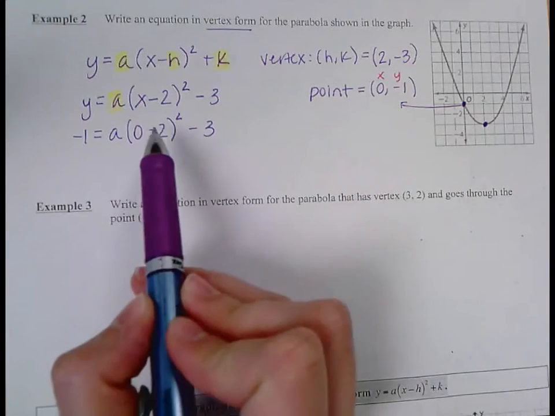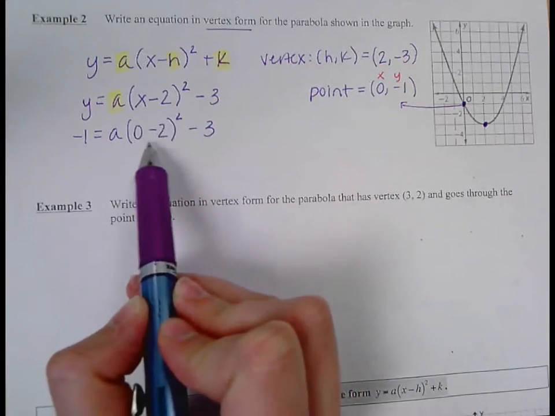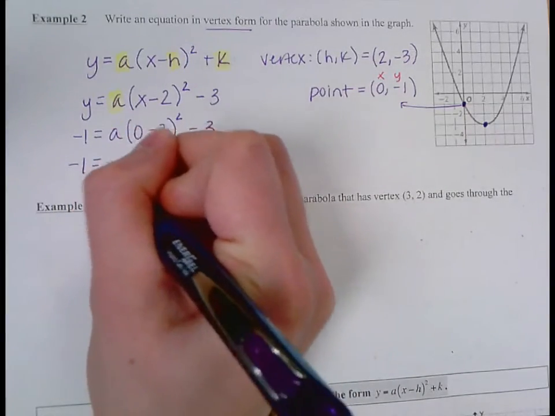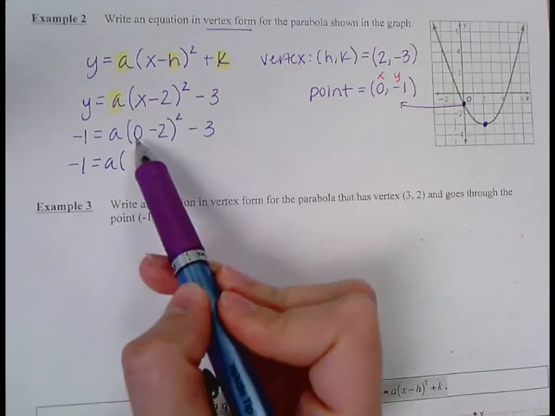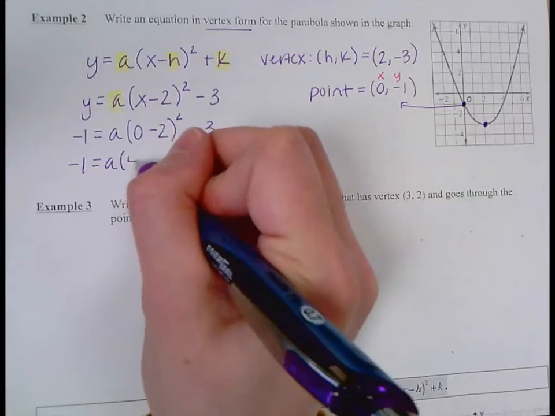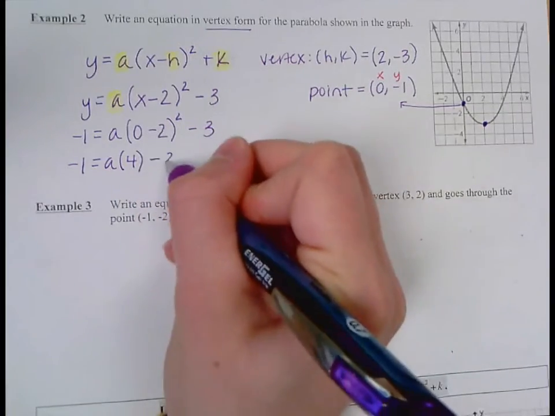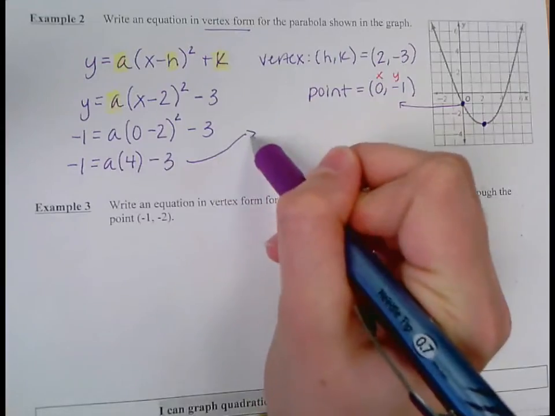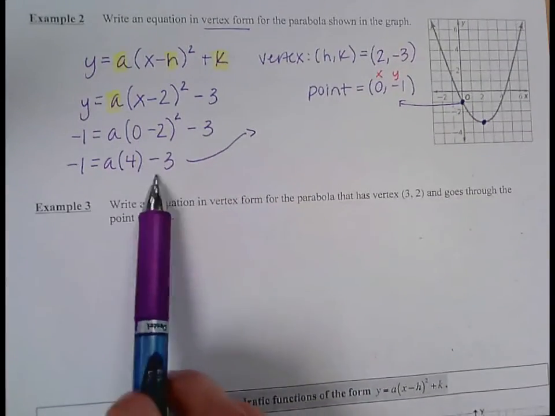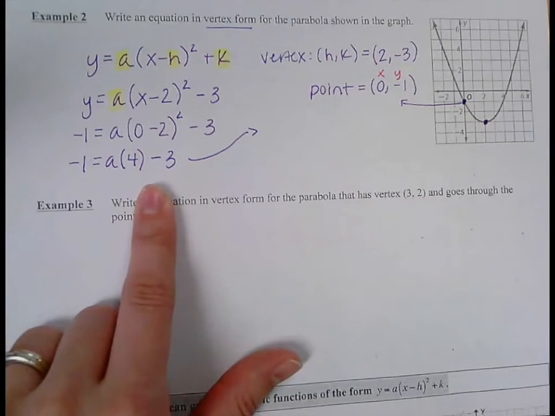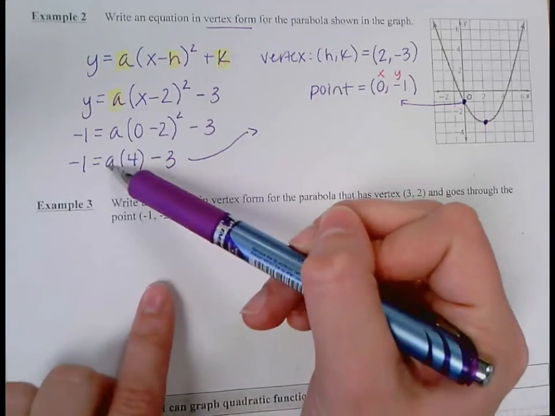So to solve for A, you're going to need to simplify the quantity 0 minus 2 squared first. So I have -1 equals A times 0 minus 2 is -2. -2 squared is 4. And then I still have -3. And now, if it helps, I would rewrite this, because what students want to do when looking at this is they want to subtract 4 minus 3. And you don't do that because 4 is being multiplied by A.